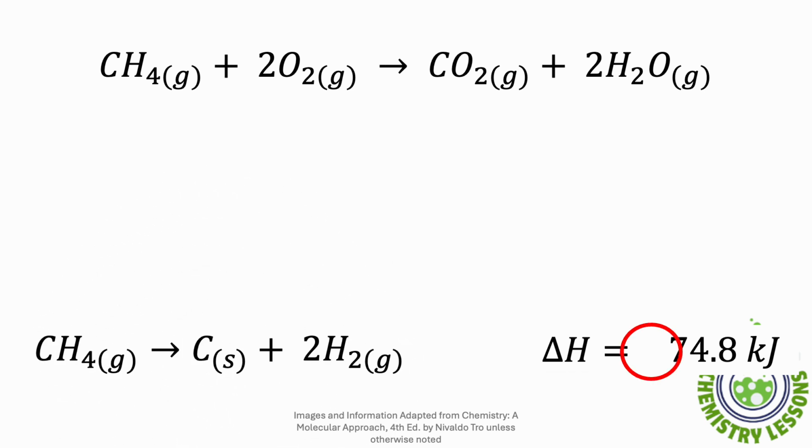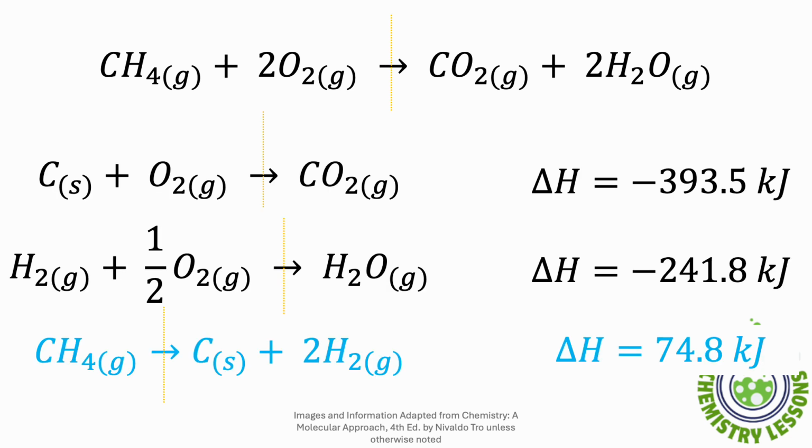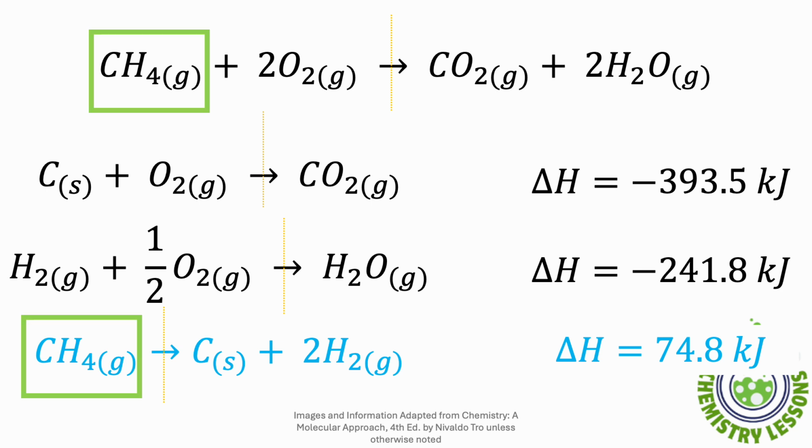What that does, anytime I flip a reaction, as you saw here, is change the sign. So this was a negative 74.8. Now, because I have flipped that reaction, it is now a positive 74.8. All right, so we're going to bring that back over here. And now I've got my methane molecules on the correct side of the reaction where I want it.